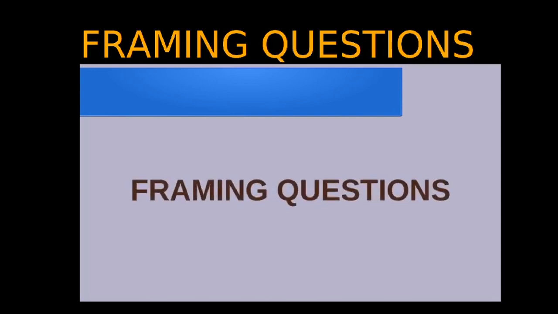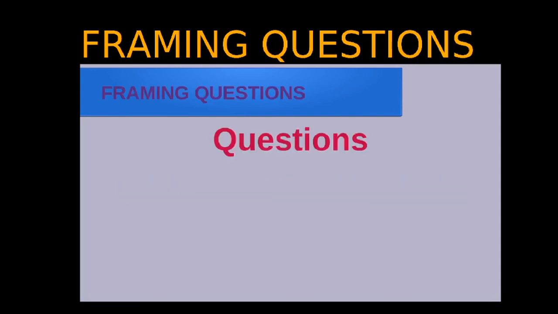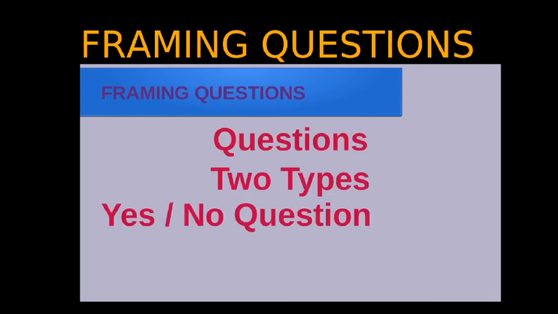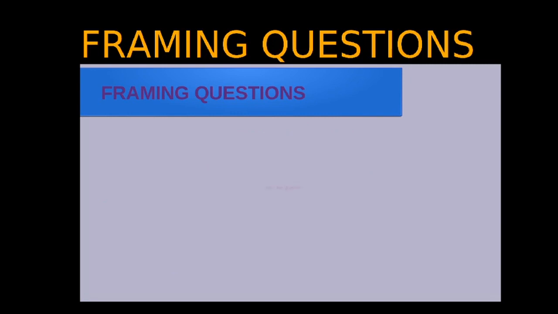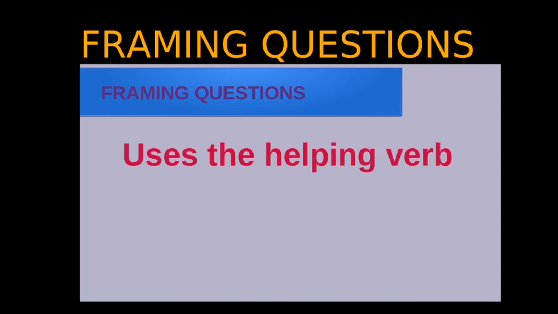Dear students, let's come to framing questions. Questions are of two types, yes or no questions and WH questions. So what is a yes or no question? It uses the helping verbs do, be and have. So these are the helping verbs in English.